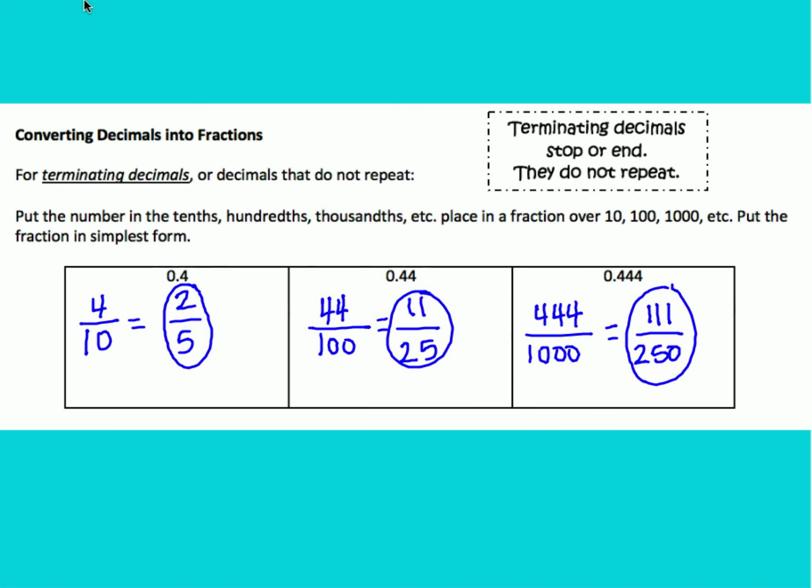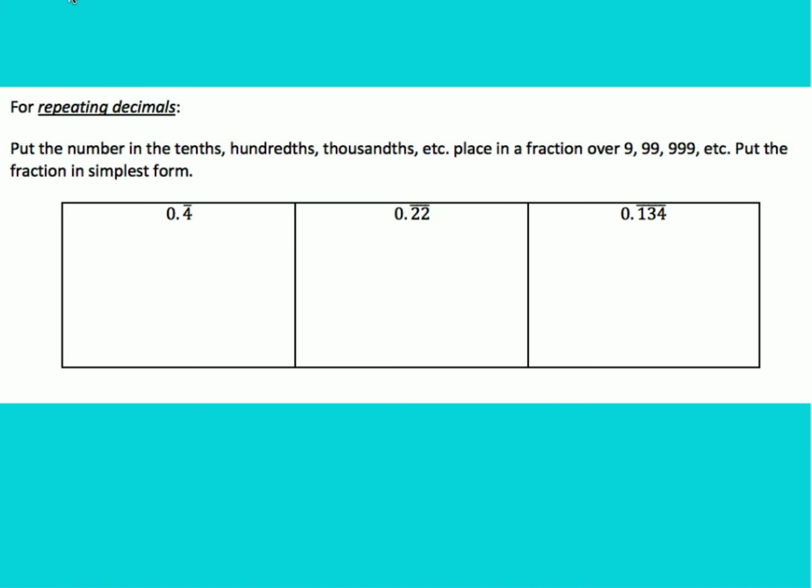Now, if you have decimals that are repeating, so they have a repeat bar over them, instead of putting them over 10, you're now going to put them over 9. So just think back to when we had our 1/9, 2/9. Those were just that number over 9, and we said that that was that number that was repeating. So here, if I have 0.4 repeating, I put the number behind the decimal over that many 9s. In this case, there's only one number, so I'm going to put 1 9. And 4/9 is in simplest form, so I'm done.